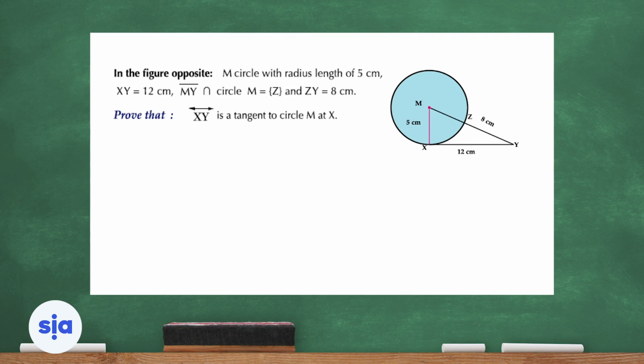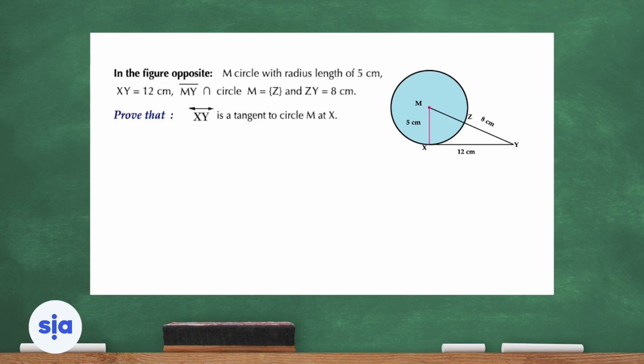Let's go and check this example. In this figure, you will see that circle M has a radius of 5 centimeters, where XY equals 12 centimeters, and MY intersects circle M at point Z, where ZY is 8 centimeters. The question wants you to prove that XY is a tangent to circle M at point X.